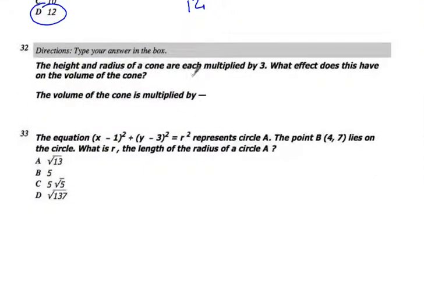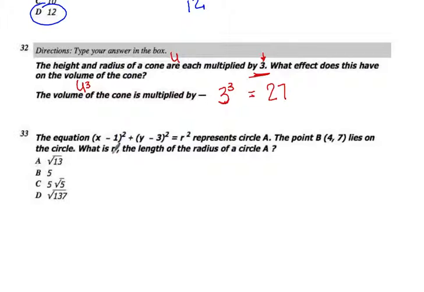The height and radius of a cone are each multiplied by 3. What effect does this have on the volume? So since all the parts are multiplied by 3, because that's all that we have of a cone, then the volume, remember volume is measured in units cubed. The sides, the height, and the radius are measured in units. So we're going to take this 3 and cube it. 3 for the volume, 3 for the number of times it's multiplied, and cubed for the volume. That's going to give us 27. Okay. Number 33.